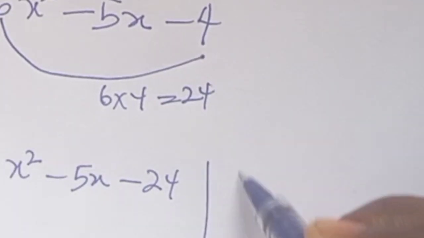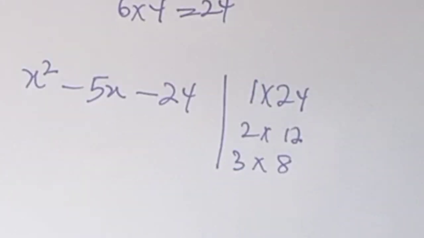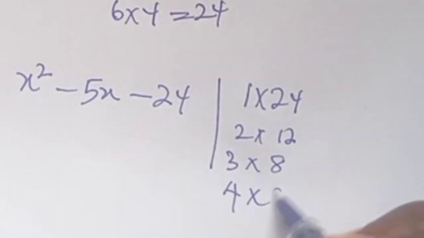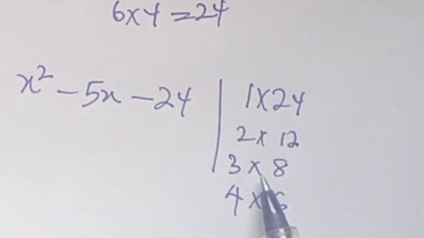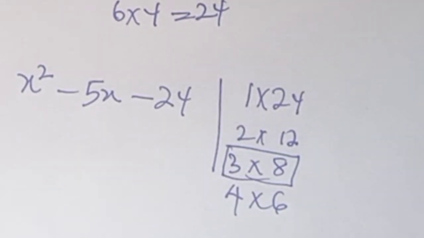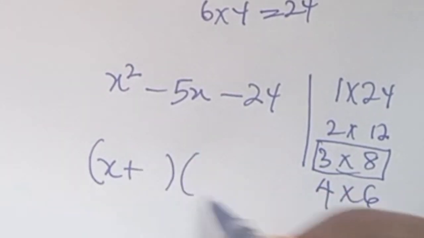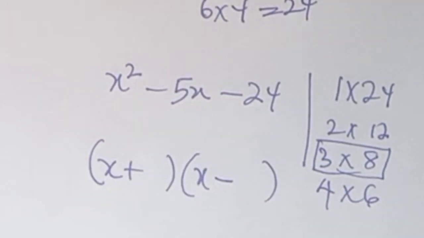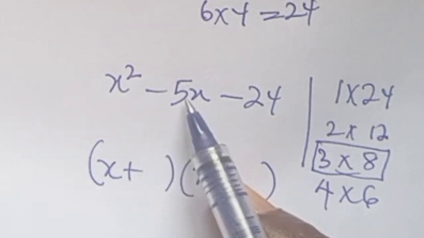And the factors of 24 are 1 times 24, 2 times 12, 3 times 8, and 4 times 6. Each of these, when multiplied, will give us 24. But in addition, we can only derive minus 5 from 3 and 8. So the brackets are (x plus) and (x minus). We introduce this negative sign because the coefficient of x is minus 5.